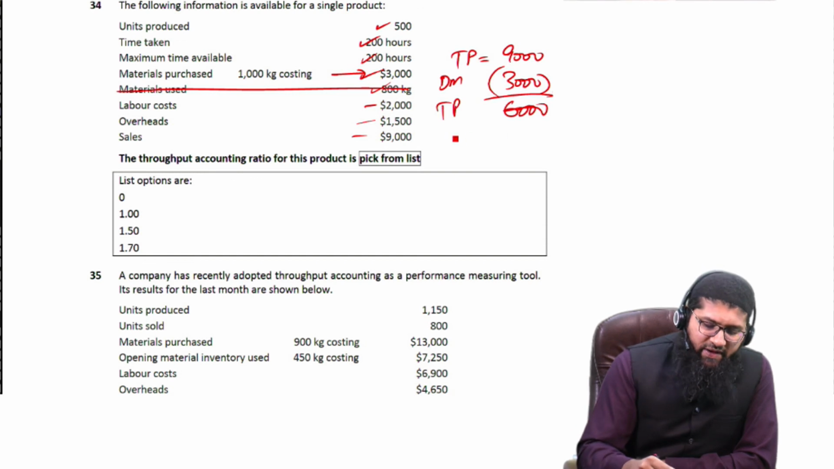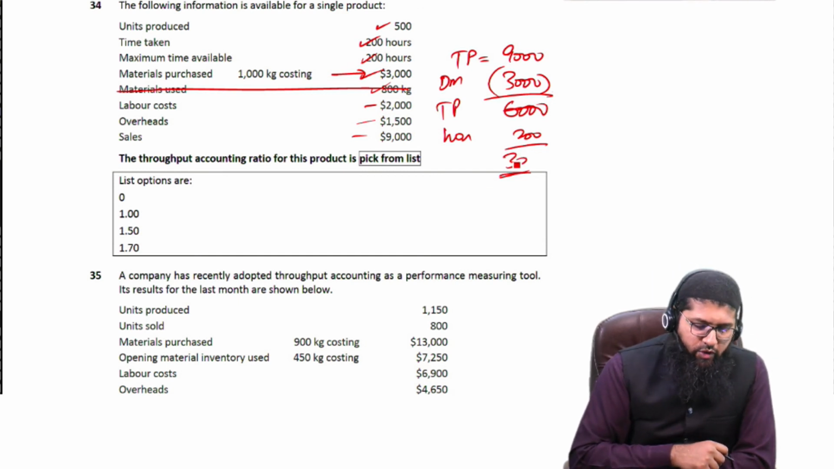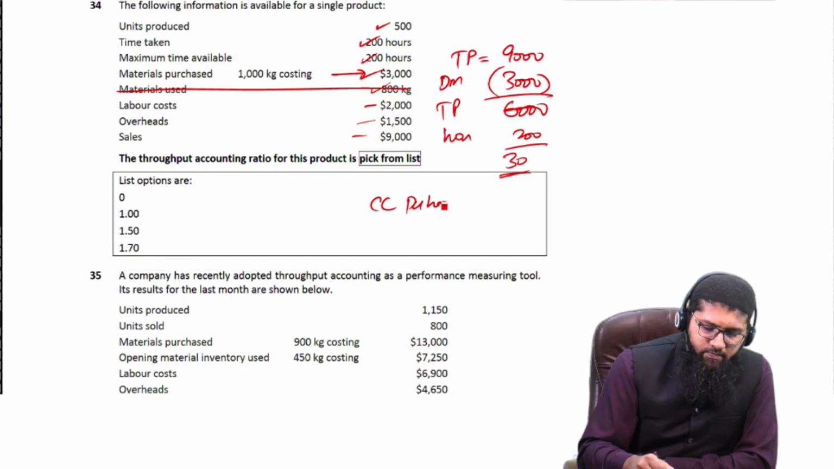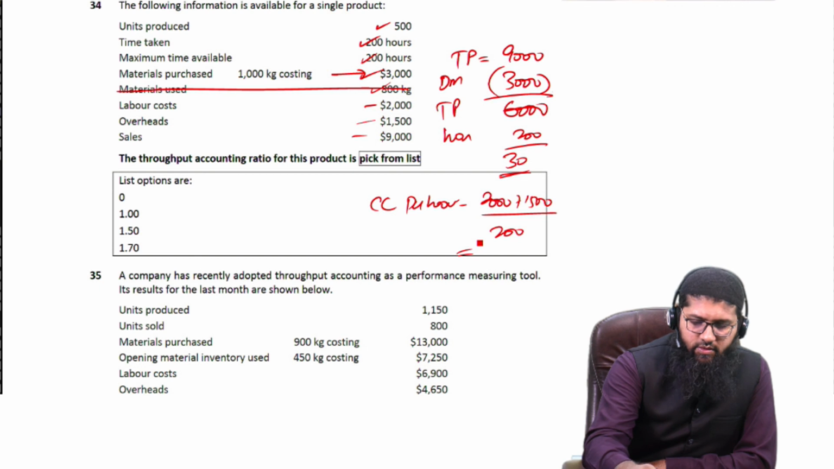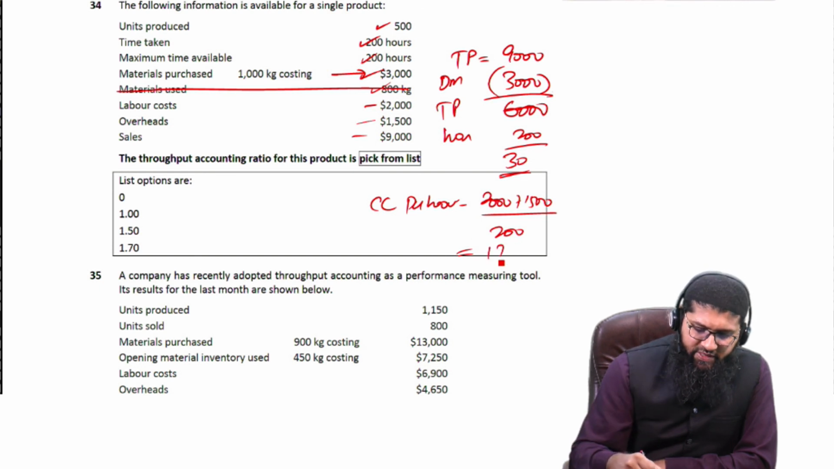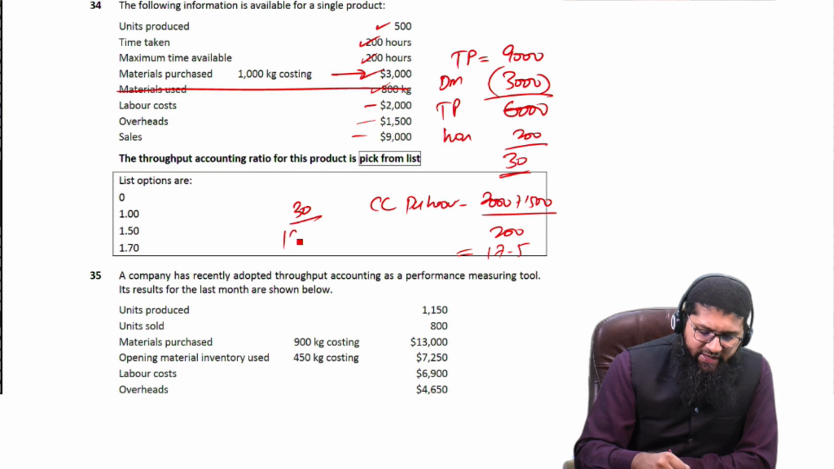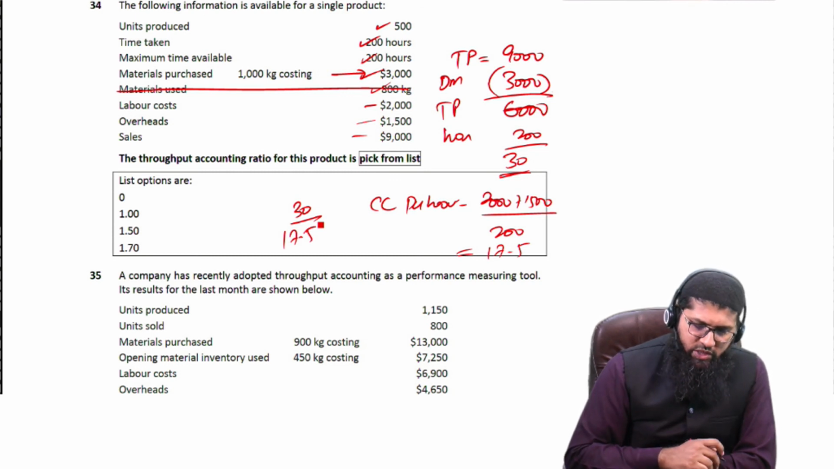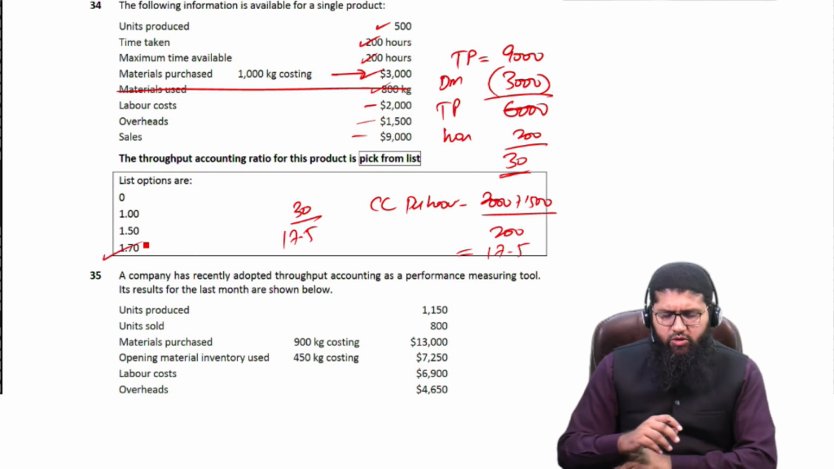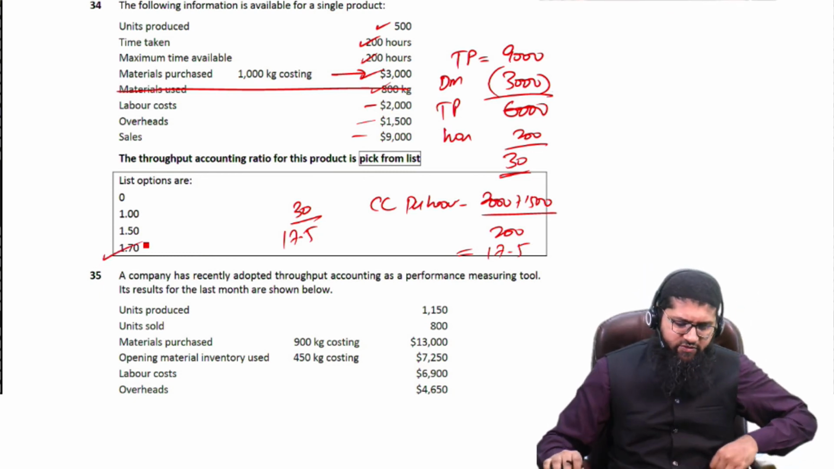Then what do we need to do? We need the throughput per hour, 200. What do we need? We need the conversion cost per hour. $3,500 divided by 200, 17.5. So it's actually 13 divided by 17.5, which gives you 1.71, something like that. So 1.7 is what the answer is going to be.